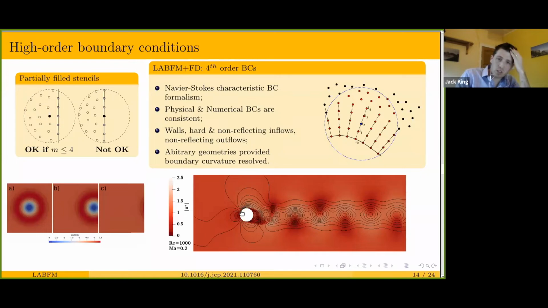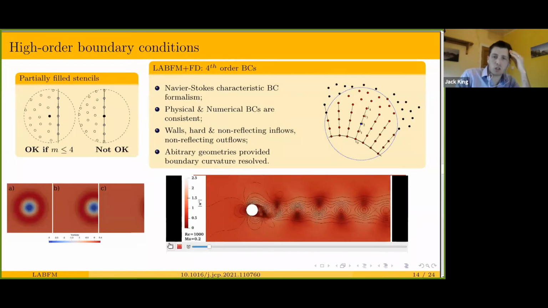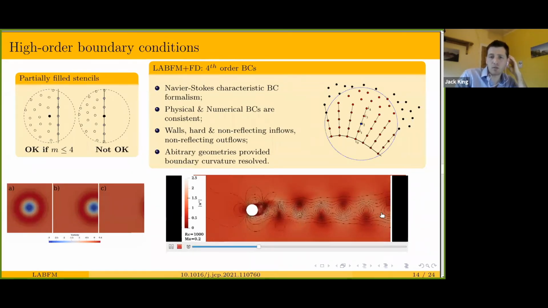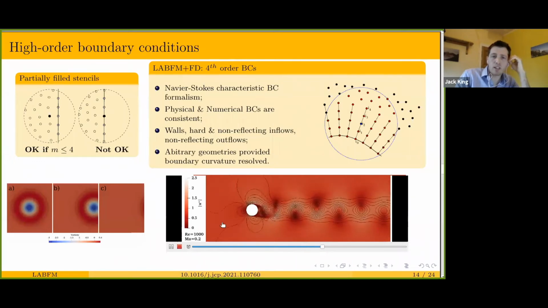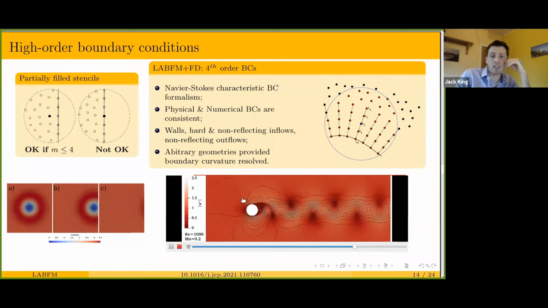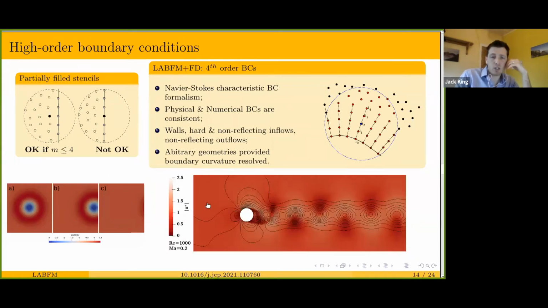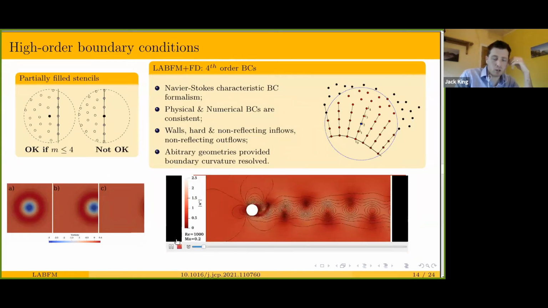The second one is this video which shows flow past a cylinder, and again we can see the pressure field and the vorticity propagating out through the outflow with negligible distortion, and also, although it's not visible in this image, any pressure disturbances moving upstream are nicely propagated out of the non-reflecting inflow boundary condition.